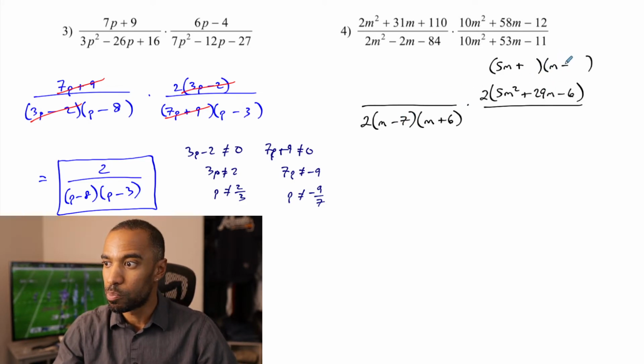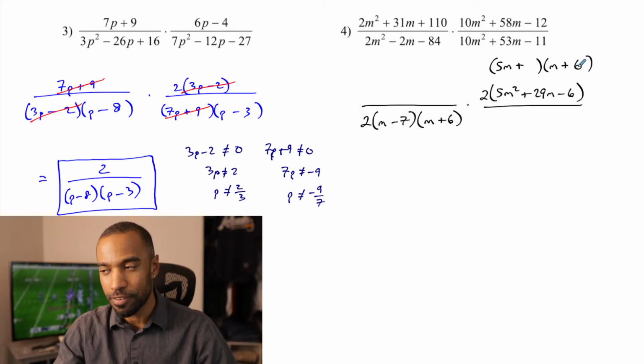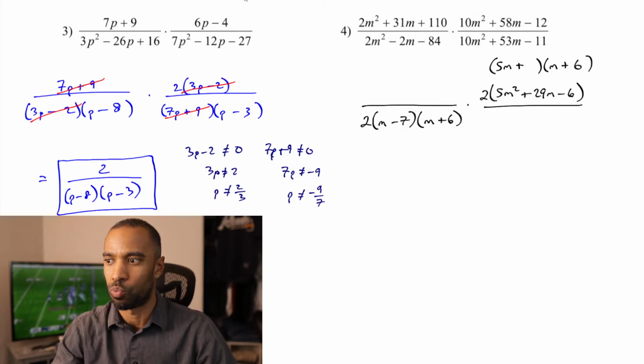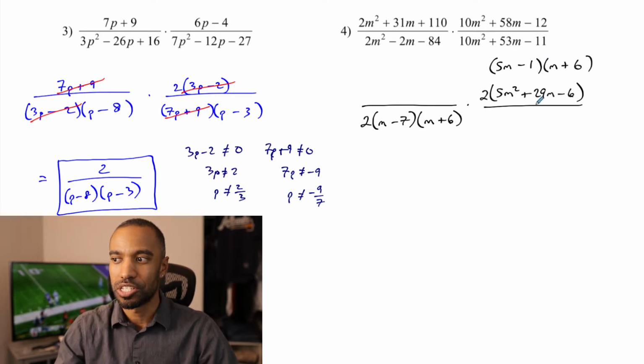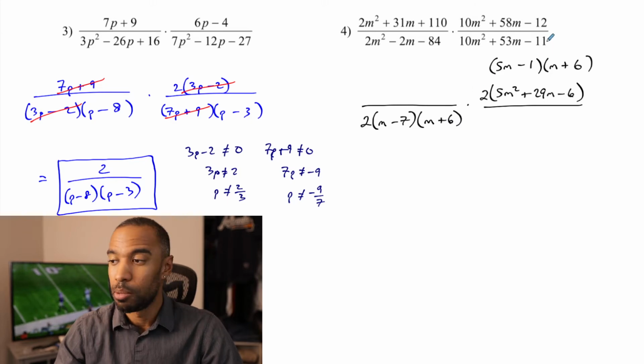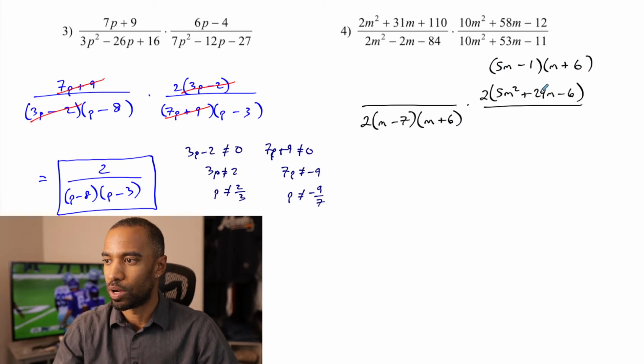And m plus 6. Well, you know what? It's potentially m plus 6. Let's try this. If it's m plus 6, this would have to be 5m minus 1. Will that work here? I'm trying to see if the m plus 6s can cancel. It's kind of cheating, but does it work? 30 minus 1 is 29.